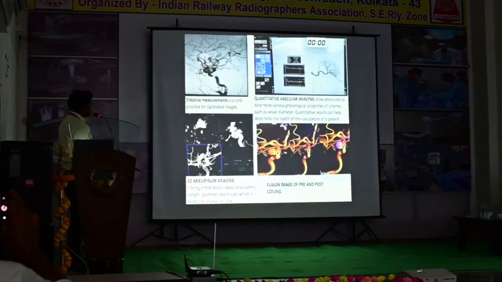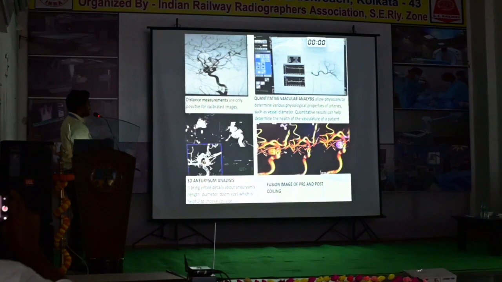First one was aneurysm measurement. This was the quantitative vascular analysis, which gives more details about the vascular anatomy and is very helpful in determining the health of the patient's vasculature. This one was the aneurysm analysis. For aneurysm analysis, we can mark 3 points on the image: one proximal point, one at the mid of the aneurysm, and one distal point. After that, we get details of the length, diameter and volume of the aneurysm.